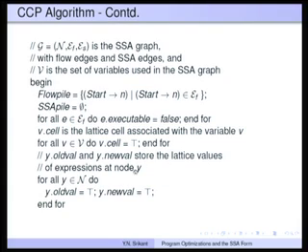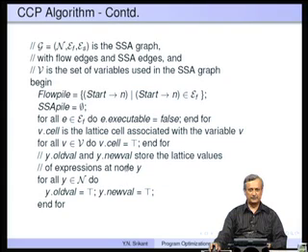So, let us look at the algorithm. We saw an example, we will run through that example again a little later. So, G is the SSA graph, N, E_F and E_S. E_F are the flow graph edges, E_S are the SSA edges. Now, V is the set of variables used in the SSA graph, that is the program itself.